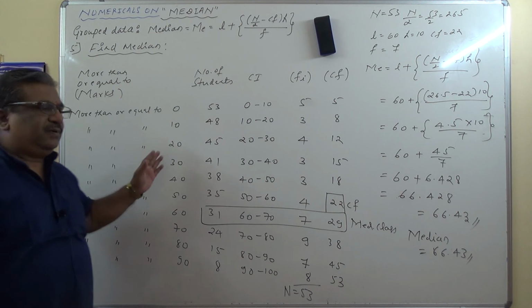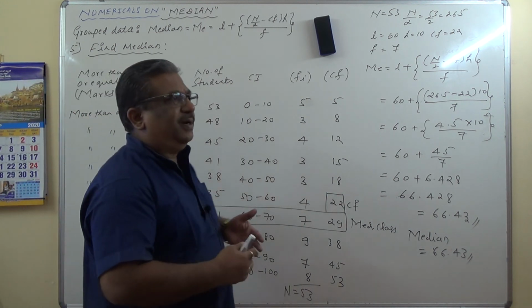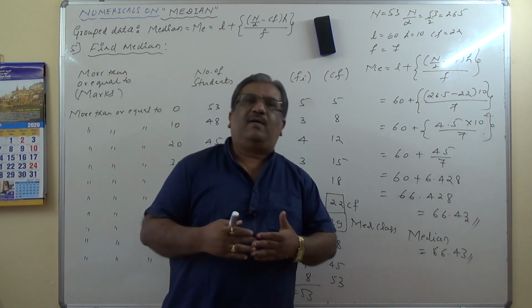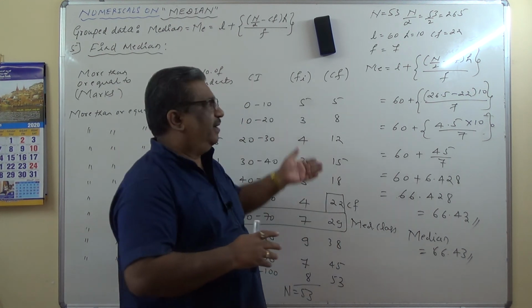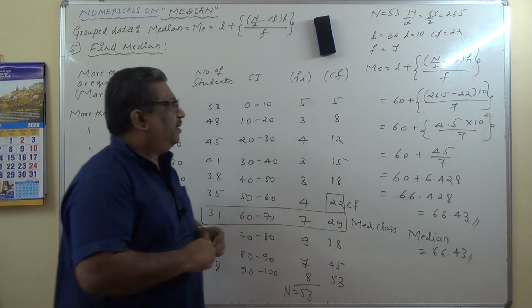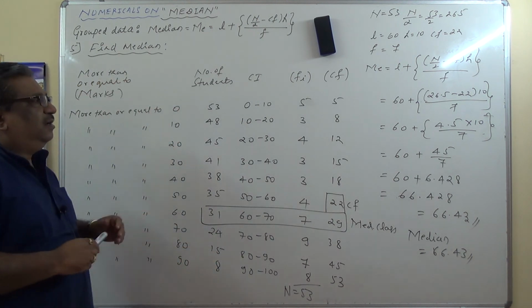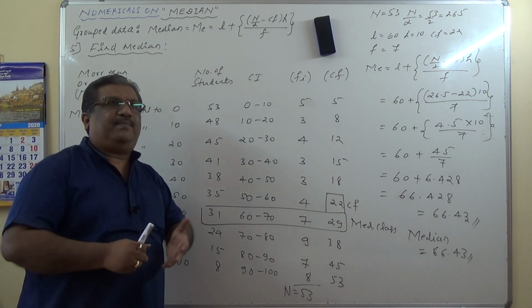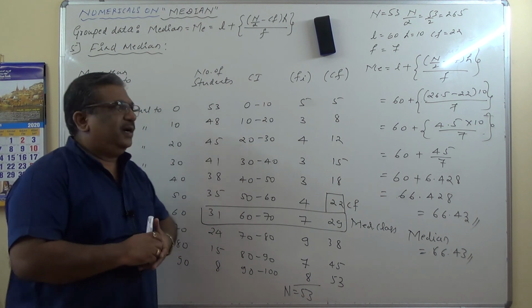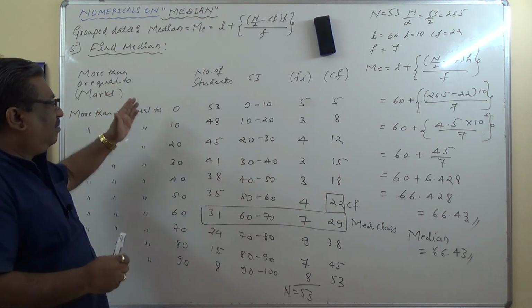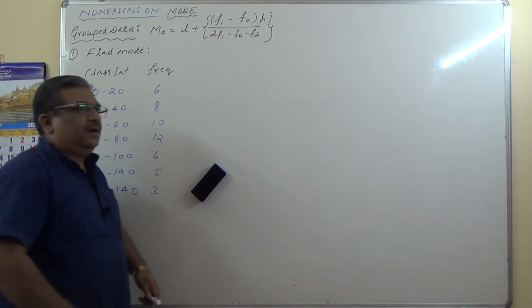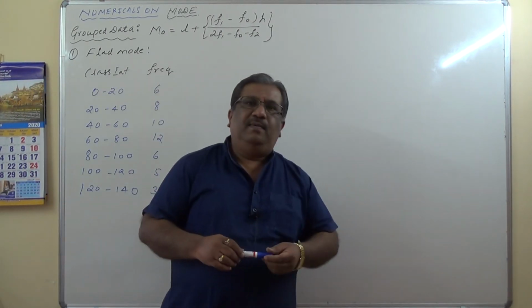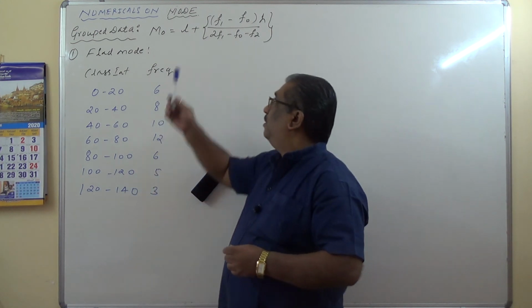So I hope you are able to understand, even if you have been given the more than series or the less than series, how to calculate the median in that case. So what else is there? The mode is pending now. I'll take up a couple of numericals from mode, and we'll see what else is there. First, make a note of this one. Now I will take up the numericals on mode.